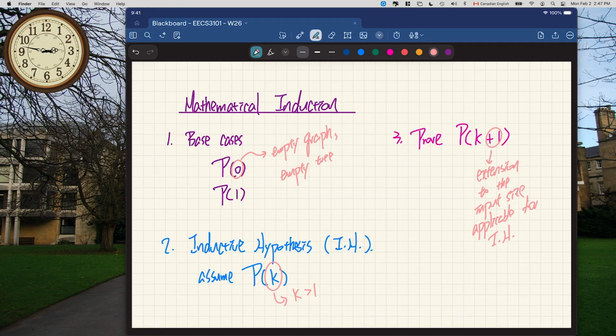Okay? So you can think about here also you need to consider all possible ways to extend.